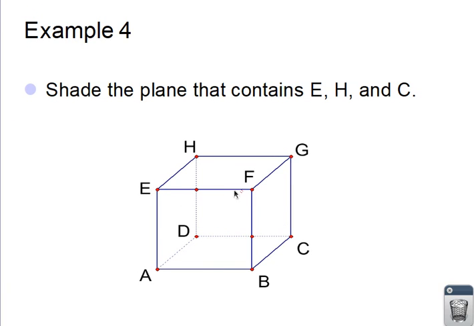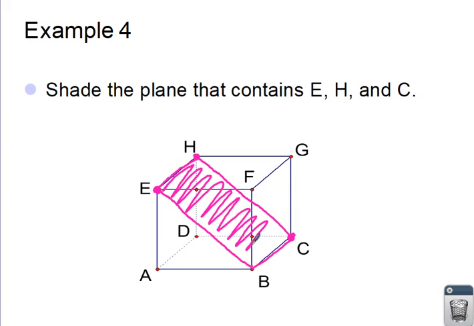All right, example 4. Shade the plane that contains E, H, and C. Here's E, here's H, here's C. And if you're not sure about this, pause it for a moment and look at the shape and see if you can see the plane. Okay? I'll start drawing it in. You see it yet? It's a plane. It just cuts the box on the diagonal. So it's actually plane EHCB.